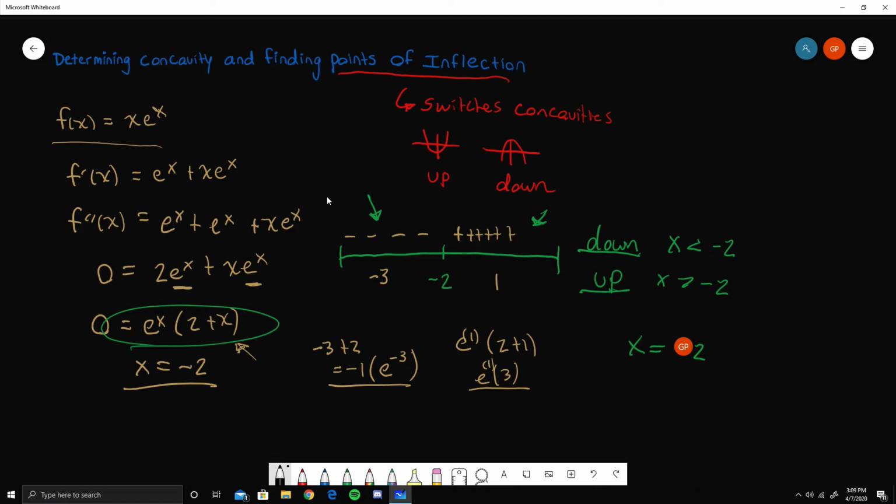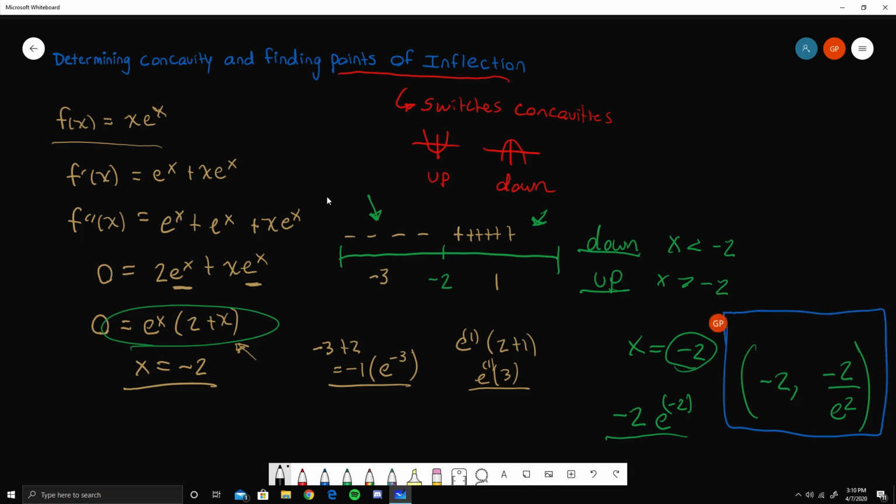Now, to find the actual point with its y value, I would need to plug in this negative 2 to the original function, which is what I'm going to do right now. Once you do that, you're going to get negative 2 times e to the negative 2 power for the y value. Once I simplify this, I get that my point of inflection is negative 2 comma negative 2 over e squared. And this would be my point of inflection right here. And these right here would be when the function is concave down and when it is concave up. And that's all there is to it.